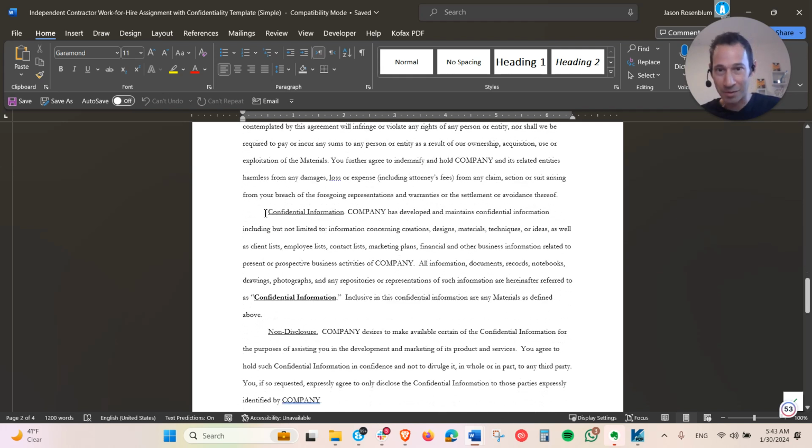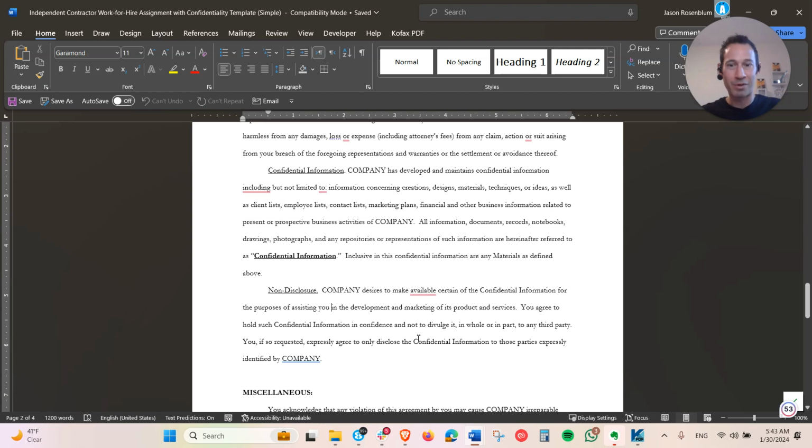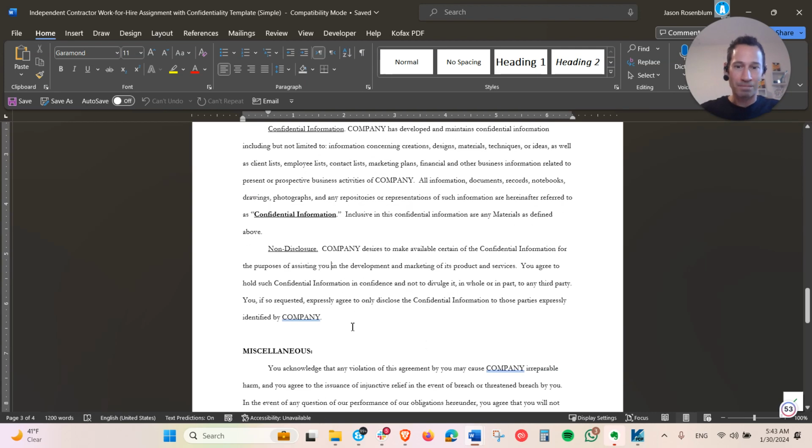And then similarly here, we do have some confidential language and non-disclosure language to protect you. But if at an earlier stage you were working with a person or talking to them to even discuss this potential to work together, you should have used the non-disclosure agreement.